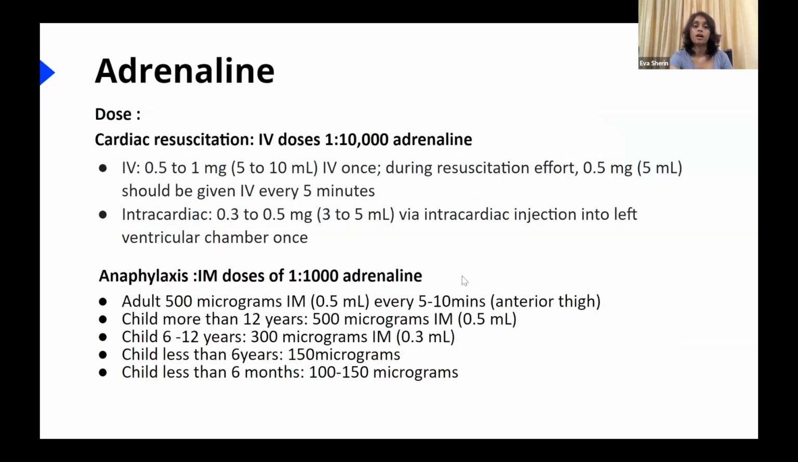So the doses, I don't want you to go into the details of it, but the main thing that you have to remember is that when it's IV, it's 1:10,000 dilution, and when it's IM, it's 1:1,000 dilution. And IV, you can start with 0.5 to 1 milligram every 5 minutes is what I think is followed in the UK. Back where I came from, we used to give it every 2 to 3 minutes. We used to just give it and see how the patient is reacting. So you give it at 0.5 to 1 milligram.